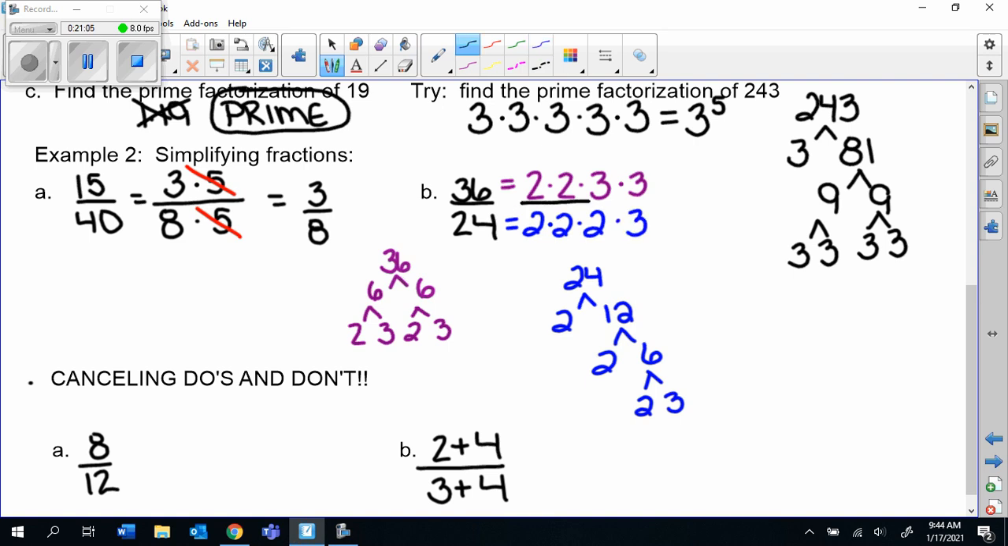And so what we can do here is anytime we have the same factor on the top and on the bottom, we can cancel that, which is going to lead us into multiplying and dividing fractions. And so then we have 3/4. We just simply write what's left. If there is more than one number that's left over, just re-multiply those.